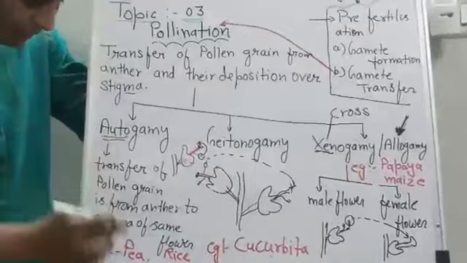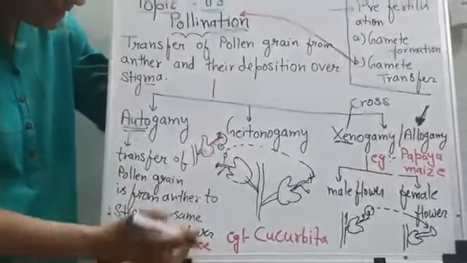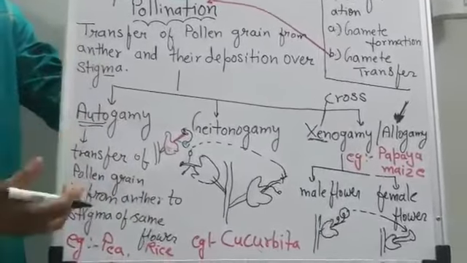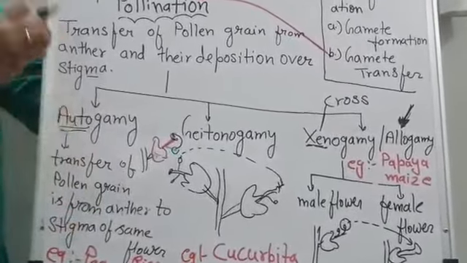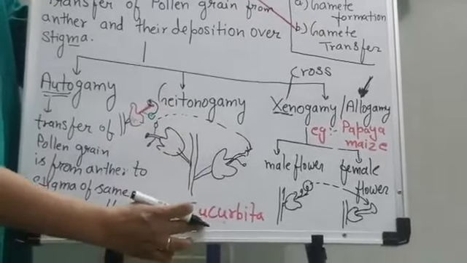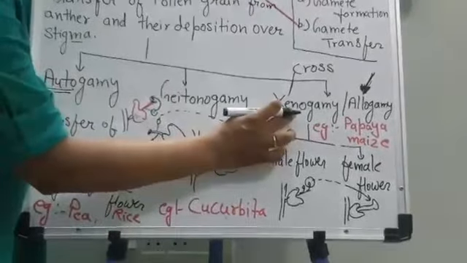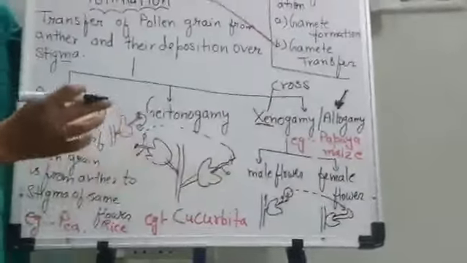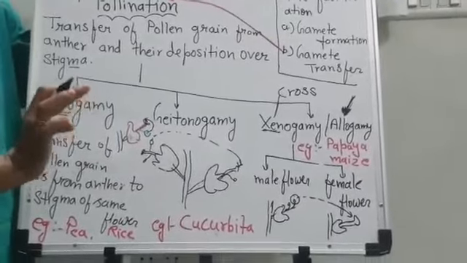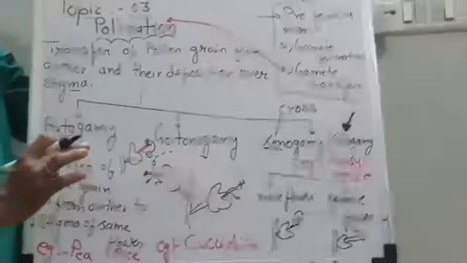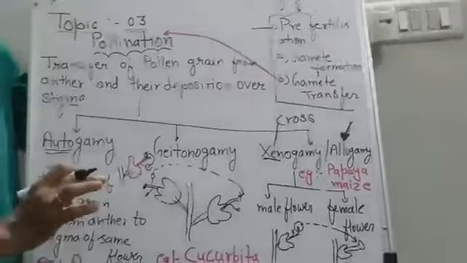Examples: autogamy occurs in pea, rice, and wheat. They have some special devices that ensure self-pollination, which we will discuss in the next topic. Geitonogamy: cucurbits are an example. Xenogamy, also called allogamy: papaya and maize, mostly unisexual plants. We will see this type of cross-pollination, xenogamy, there.